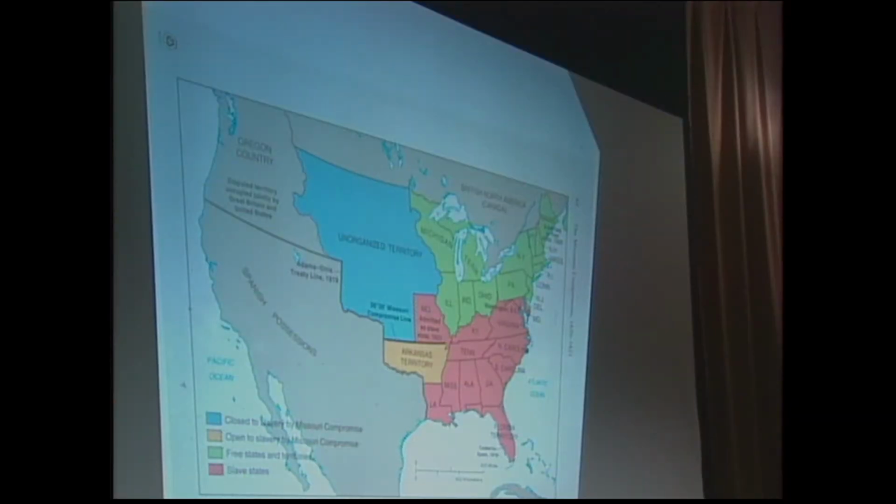Compromise, the Missouri Compromise. Around 1820, there is this debate about the expansion of the United States by bringing in the state of Missouri. How is this going to be done? At that point, there are 11 slave states and 11 free states. The question becomes, if we bring in Missouri as a slave state, then we'll have more slave states than free states.